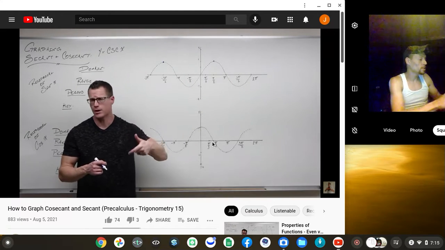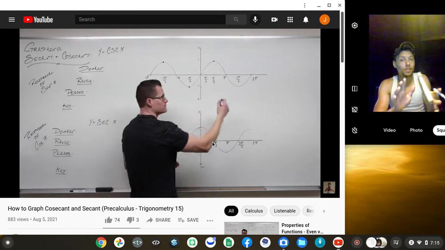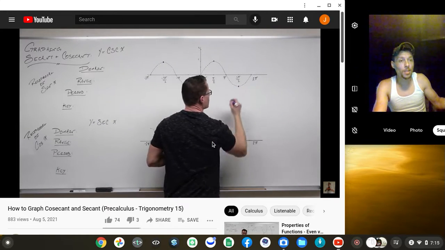The reciprocal of negative 1 is negative 1. They're the same thing. Remember, this is just a compressed version of that.